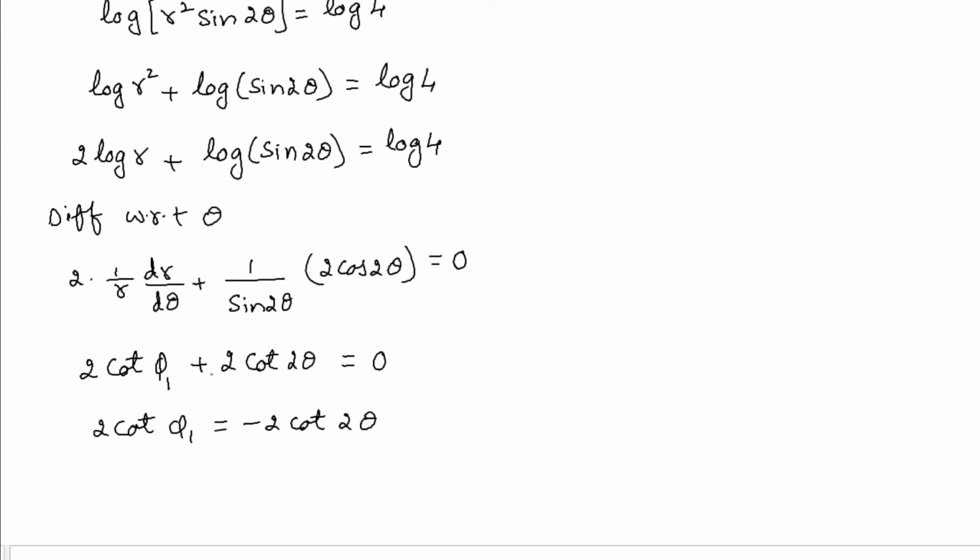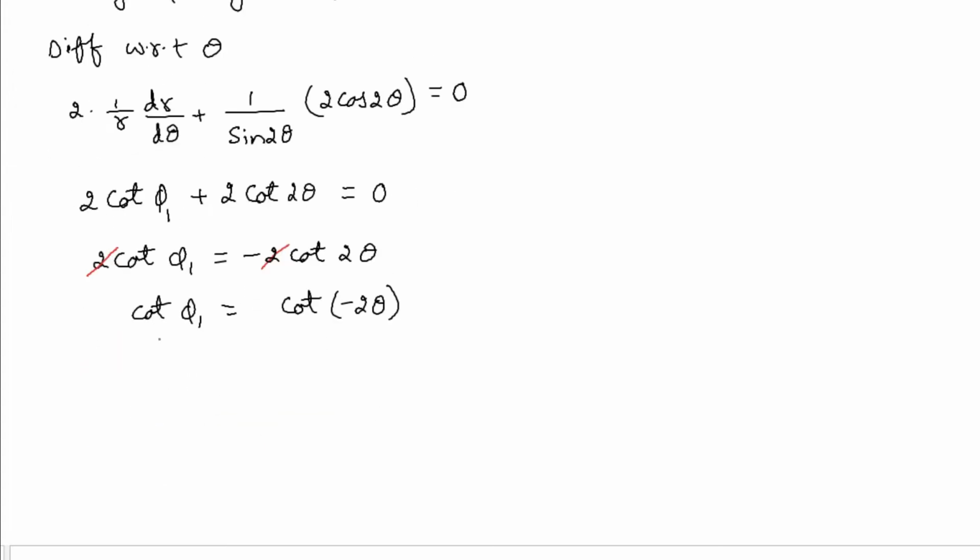Further, you can see that 2 and 2 will cancel out. This 2 will cancel out with this 2. So this will be cot of phi 1 equals, now since you have a negative sign, you can take the negative inside, it becomes cot of minus 2 theta. Because we know cot of minus theta will be minus cot of theta. So using that basic formula, I'm writing minus cot 2 theta as cot of minus 2 theta.